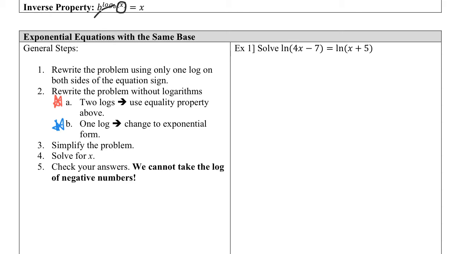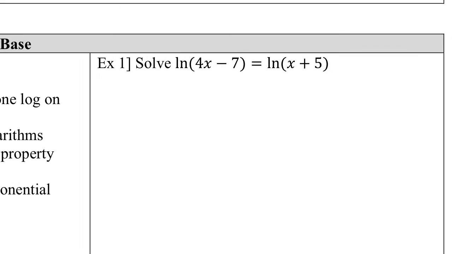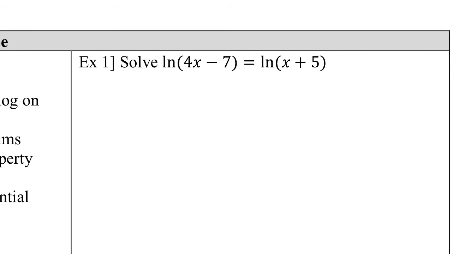So for this example 1, we have situation A, where we have 2 logs, one on both sides. Now they're both natural logs, which means their bases are both e. Since it's a log with the same base on the left and the right, I can take their arguments and set them equal to each other. 4x minus 7 equals x plus 5. I can drop the logarithm portion, and then we just continue to solve this like a regular equation.